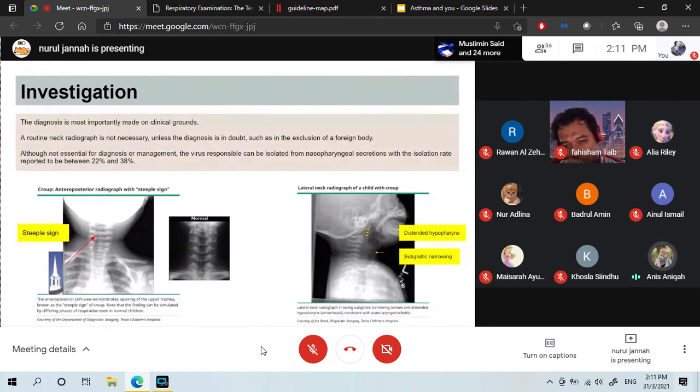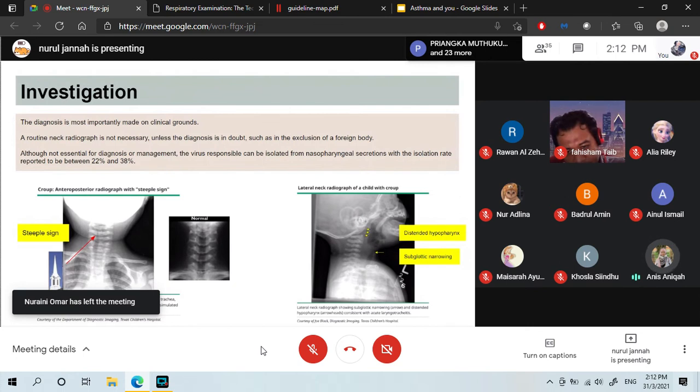As you can see in the photo given, usually a patient with croup will present with the steeple sign. As you can see in the photo, there is a steeple sign in the windpipe, so you can differentiate it from the normal. This one is using an AP radiograph, and if you do a lateral neck radiograph, we can see a distended hypopharynx and also subglottic narrowing. Okay, next.